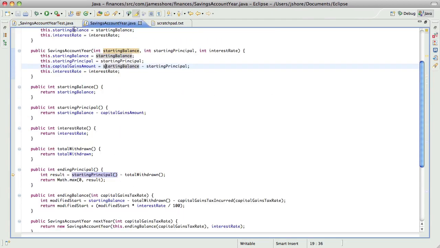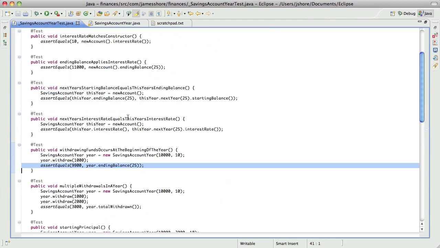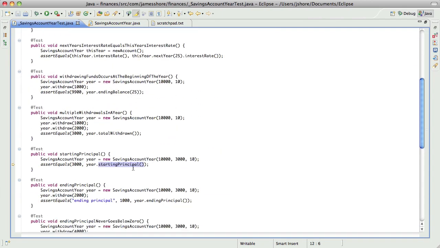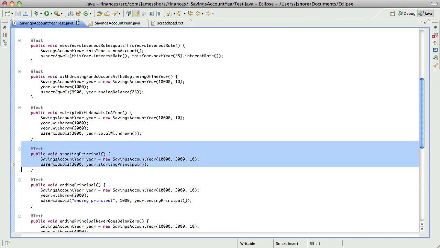This one. Well, let's write a little test to see if the capital gains is working. Do we have a test on starting principal? Yes, we do. Let's pop that up.